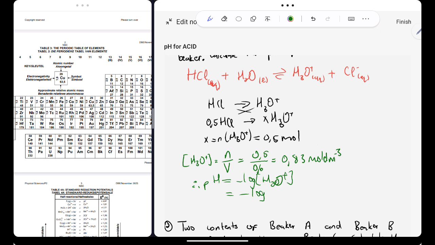negative log of 0.83. What do I get? Negative log of 0.83. I'll get 0.081 as my pH.